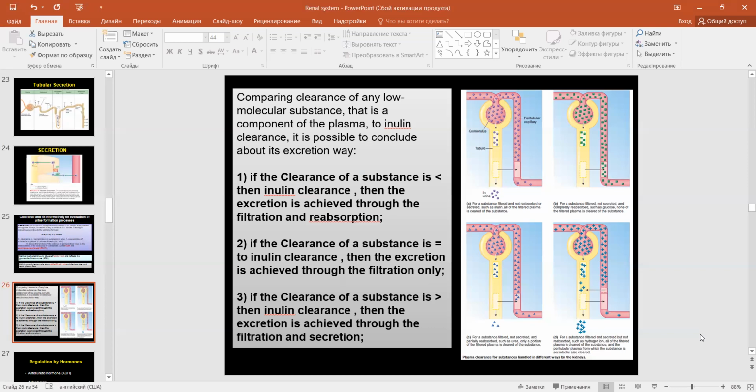Just as inulin can be used clinically to determine the glomerular filtration rate, plasma clearance of another foreign compound, the organic anion para-aminohippuric acid, can be used to measure renal plasma flow.